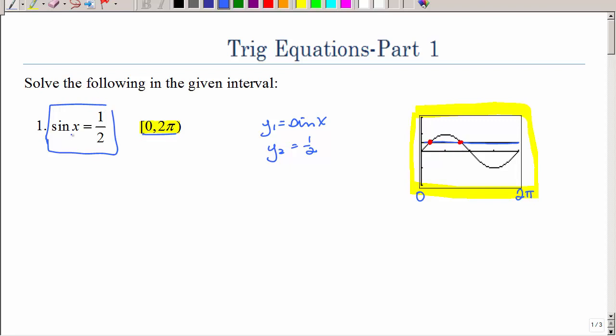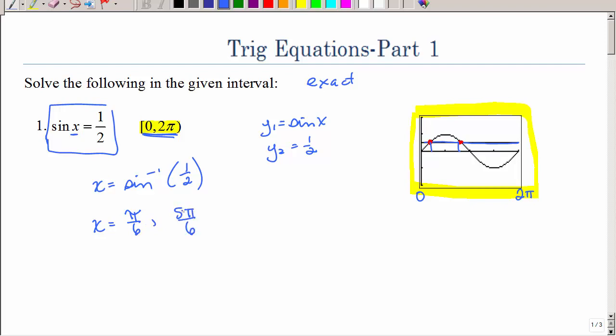How are we going to get x by itself? Well, you take the inverse sine of both sides, and so we're asking what angle gives you a sine ratio of positive 1/2 in the interval of 0 to 2 pi. Now we should have two answers, and they should be exact answers. What are they? And it should also be in radians. So you should know it's pi over 6 and 5 pi over 6.